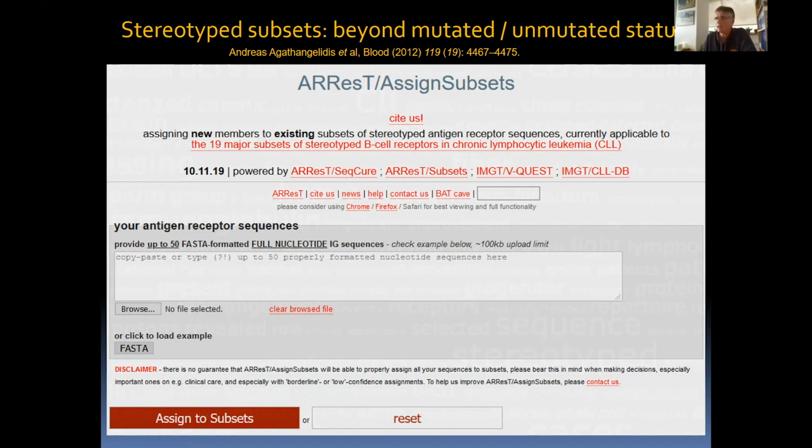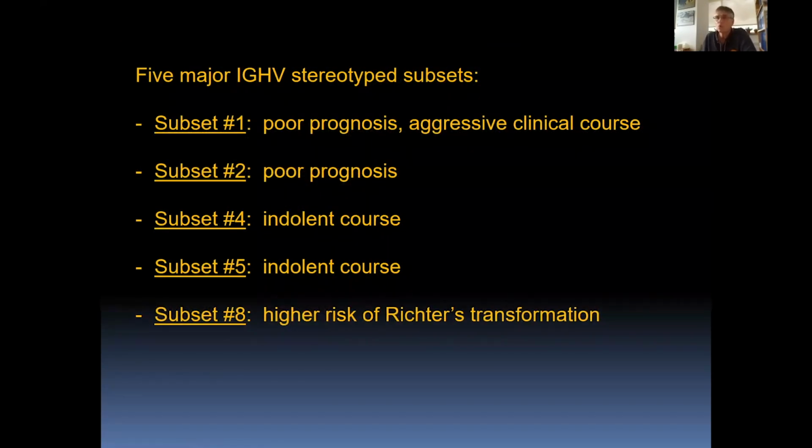There are basically 5 major ones. Subset number 1 is poor prognosis and has an aggressive clinical course regardless of its mutation status. Same for subset number 2. Subset number 8 also has a higher risk of Richter's transformation. And the major subset number 4, there's also number 5, which have an indolent course regardless of the mutation status.